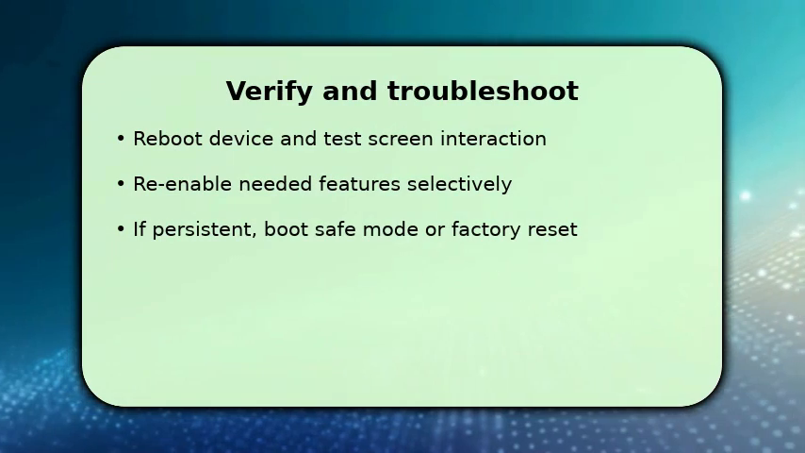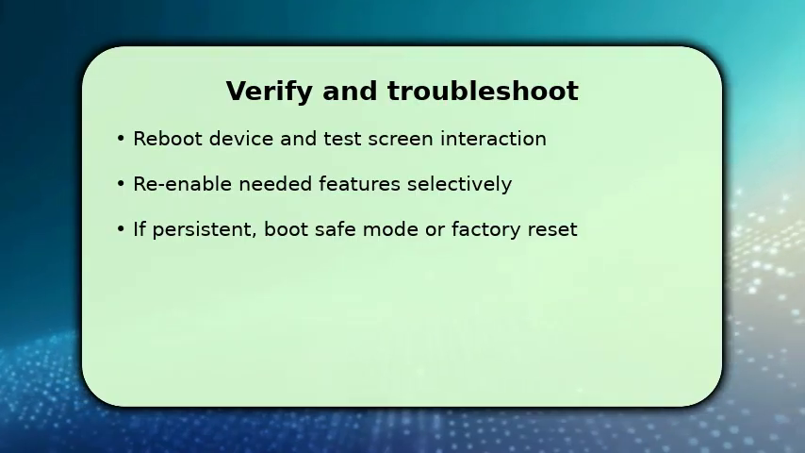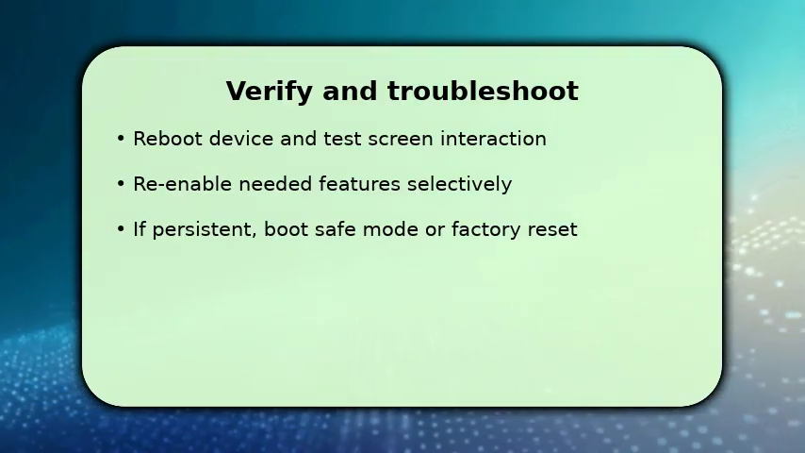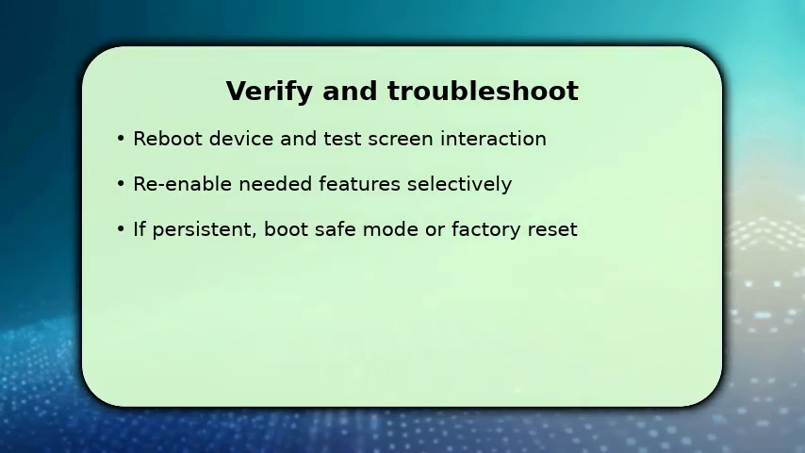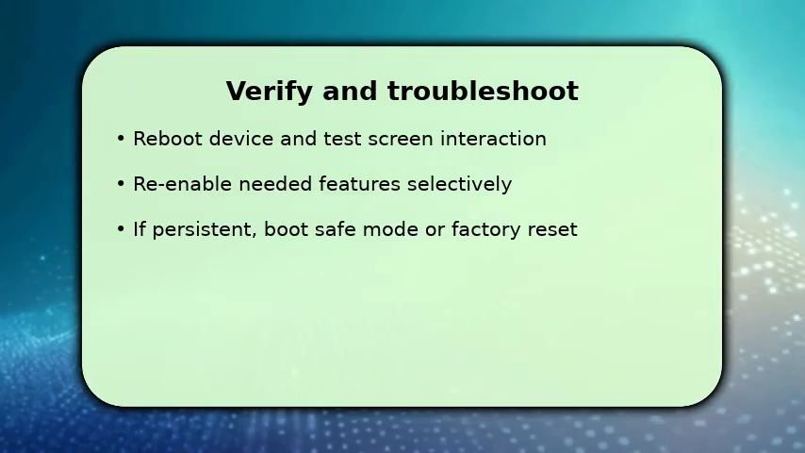You finish by verifying the gesture is gone and restoring any required features. Reboot your device, then test touch and swipe areas to confirm removal. If something you still need was disabled, re-enable it carefully and test again.